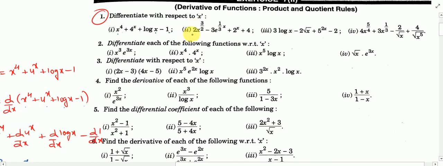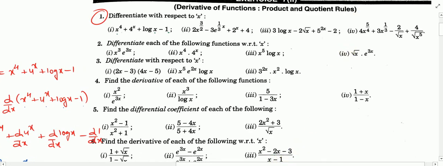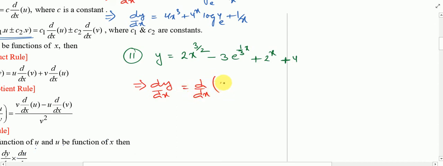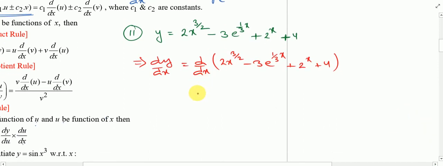See the second one. Here is the second question. We have to differentiate. So dy upon dx will be written as this: 2x to the power 3 by 2 minus 3 e to the power 1 by 3x, then plus 2 to the power x plus this.